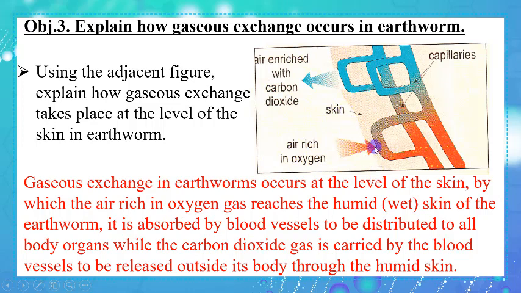It is absorbed by the blood vessels to be distributed to all body organs. So the oxygen will dissolve in the wet skin and pass to the blood. Then it is transported to the other organs of the earthworm. While carbon dioxide gas is carried by the blood vessels to be released outside its body through the humid skin, as you see here. Carbon dioxide will pass through the skin to outside the body of the earthworm.